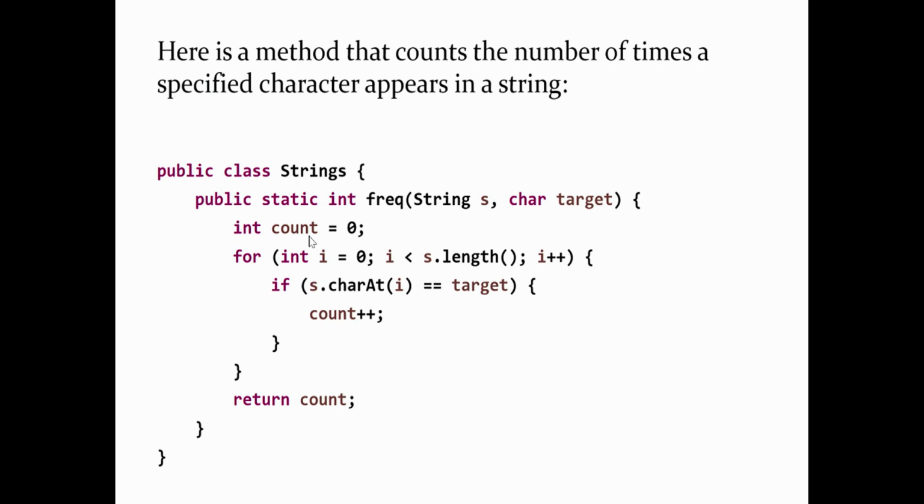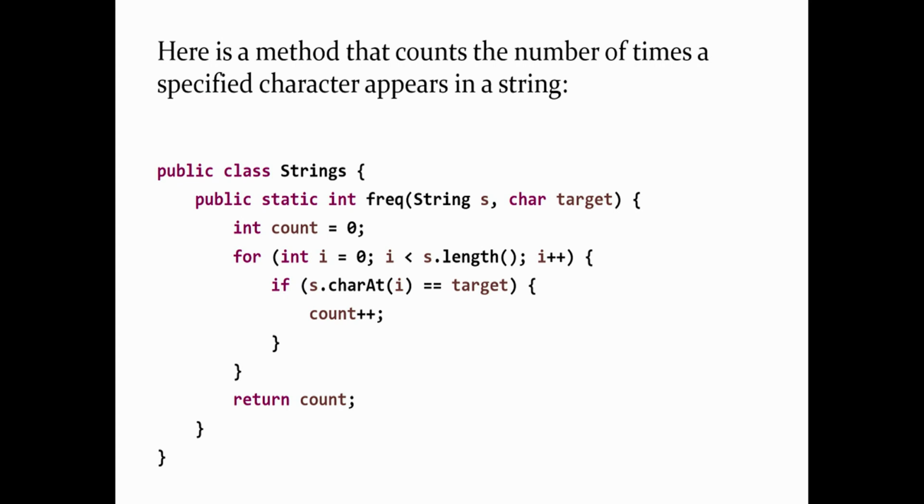The count starts at 0, because as far as I know, I've seen that character 0 times in the string so far. Now loop over the characters in the string. Again, start at index 0, go up to but not including the length of the string, and go up by 1 each time. Each time through the loop, I'm going to get the character at index i and check: is it equal to the target character? Equals equals is the operator that you use when you want to compare 2 primitive types for equality.